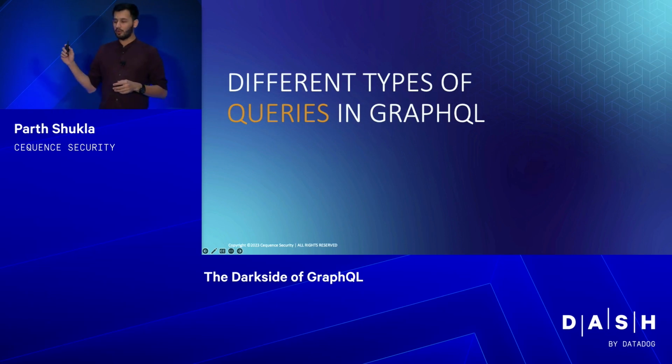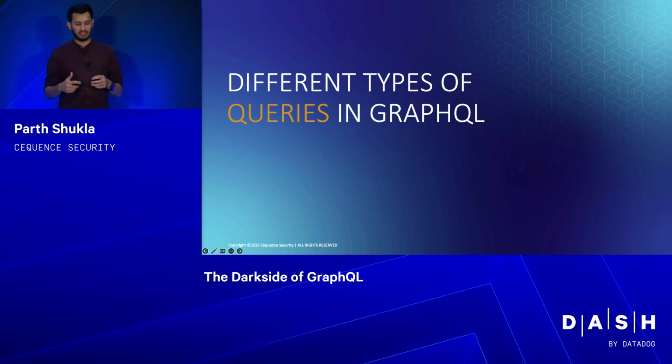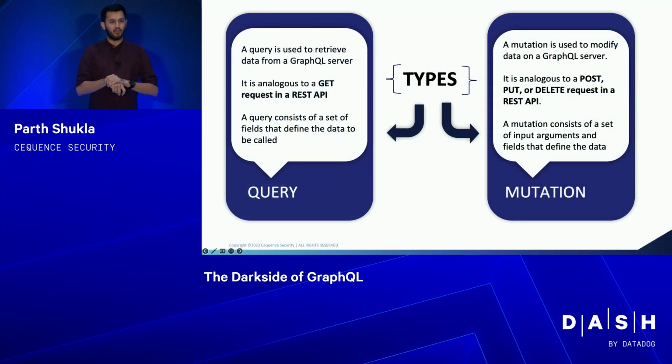Now this is really important, and why is this important? Because the next 3 attacks that we are going to discuss are all related to this type of queries. GraphQL has majorly 3 types of queries: query, mutation, and subscription. We are talking about queries and mutation here because we don't need the third type.